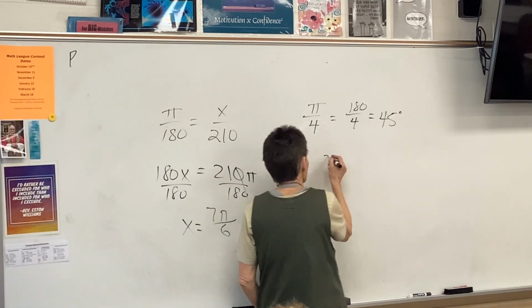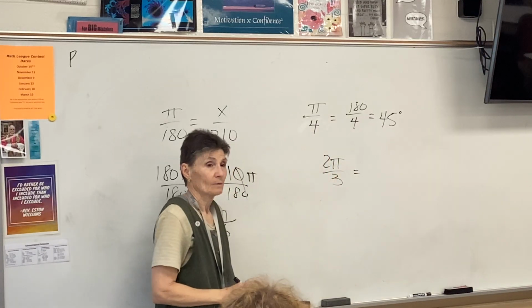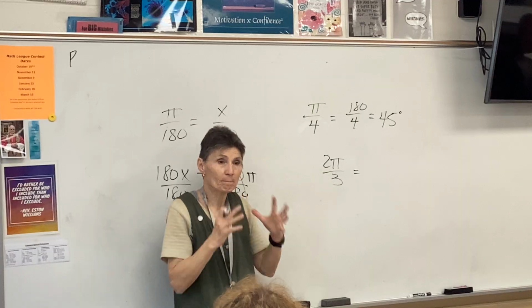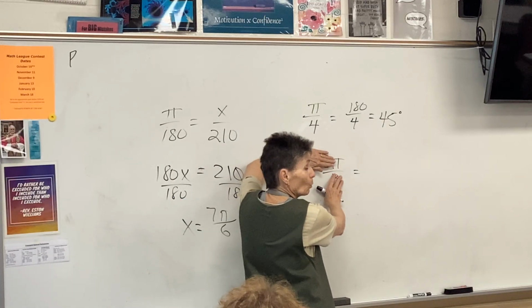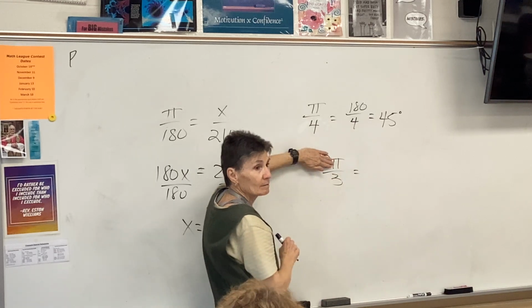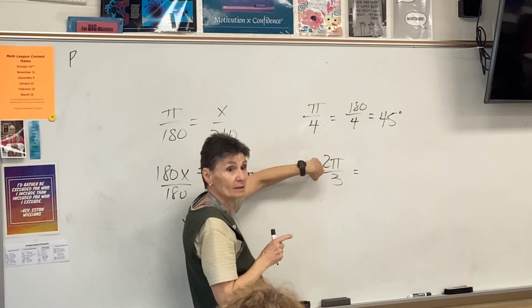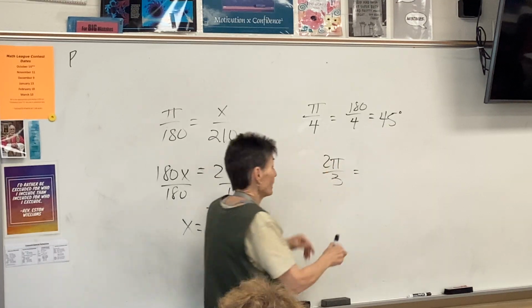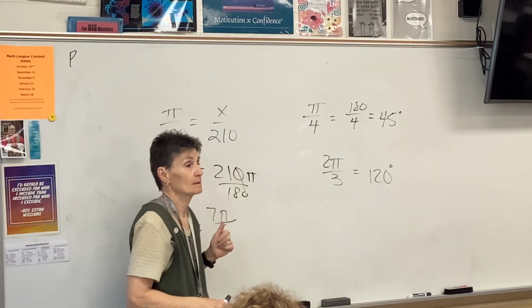2 pi over 3. Right, now let's just gather ourselves and pause for a moment. What is pi? 180. What would pi over 3 be? 60. But I got 2 of those. 120. Wow, that's even easier than this was.